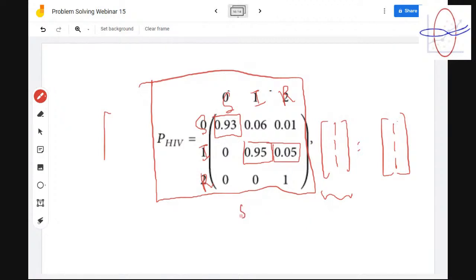These are called stochastic matrices, where the row sum is 1. Wherever the row sum is 1 and all entries are greater than or equal to 0, that is a stochastic matrix. That is actually always a transition matrix. This is one of the things. Sir, this entire matrix is called a stochastic matrix? Yeah.